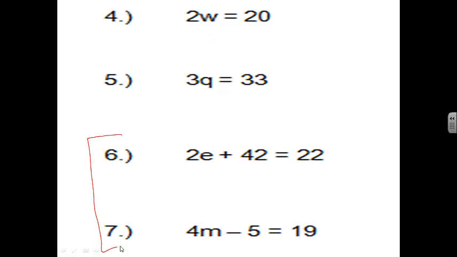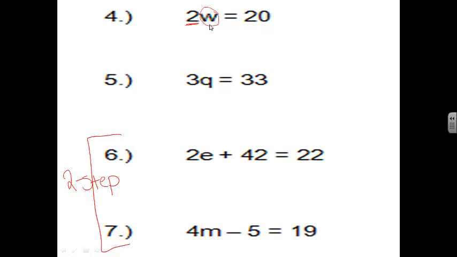Okay, now we're going to get a little bit harder. 6 and 7 are called two-step equations. So after we get done with number 5, we're going to end up combining everything we just learned. But let's do number 4 so we know how to do it. Okay, what does this mean? 2 times w. Okay, very good. This is called a what? Coefficient. Okay, coefficient always goes in front of my variable.